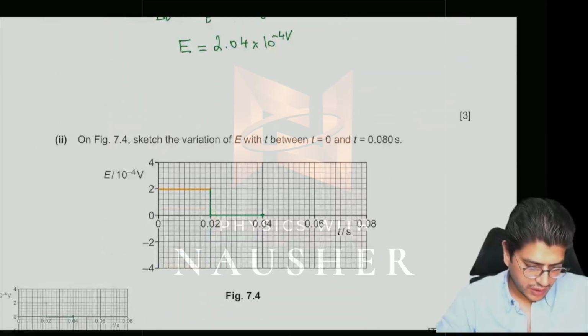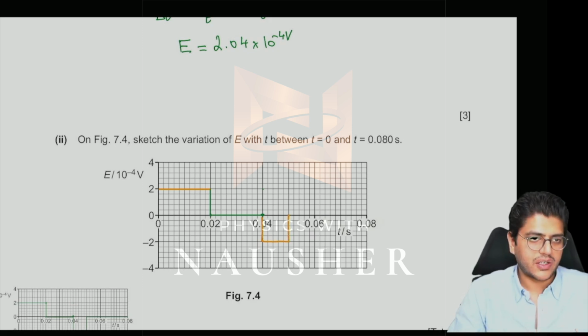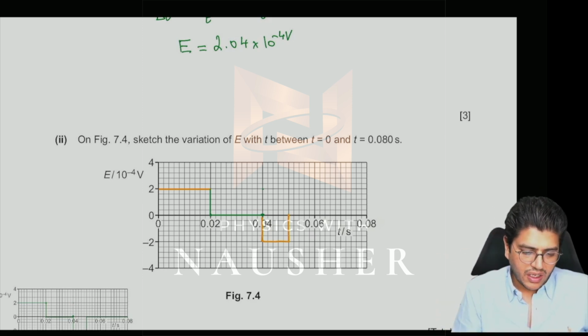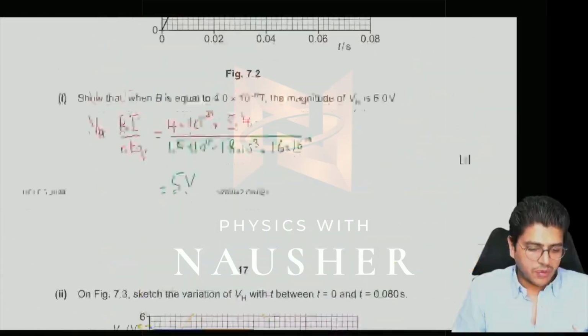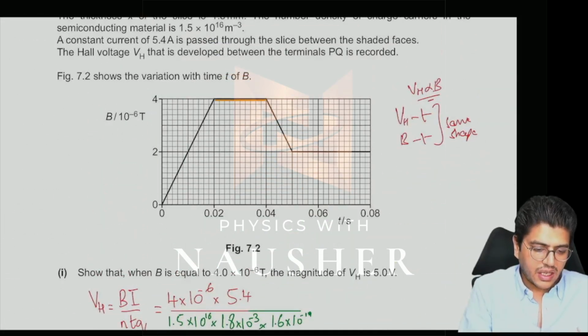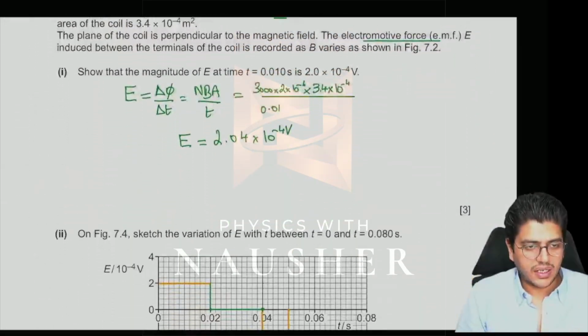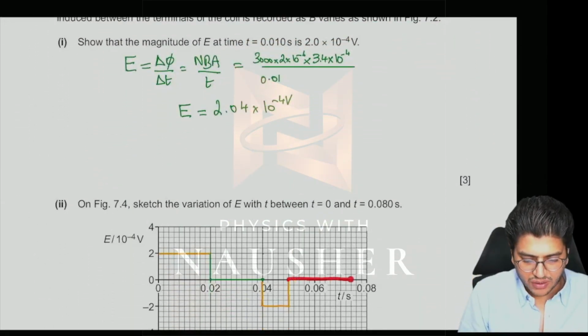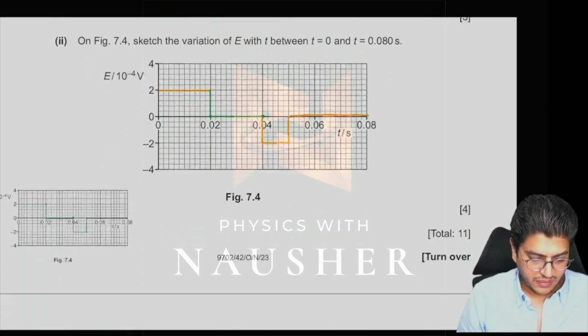So therefore, now you will have a downward line over here, and this is due to Lenz's law, and this was only for 0.01 seconds. So from 0.04 to 0.05. And then again, your Hall voltage becomes steady, your magnetic field becomes steady, as you can see. Therefore, there will be no EMF induced, and hence it's going to be a flat line all the way till the end. I hope that this is clear.